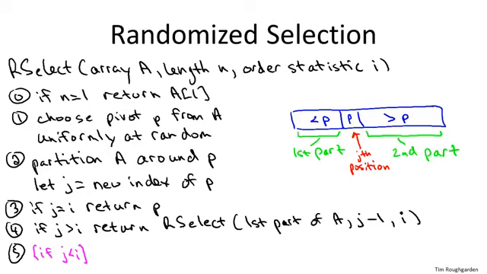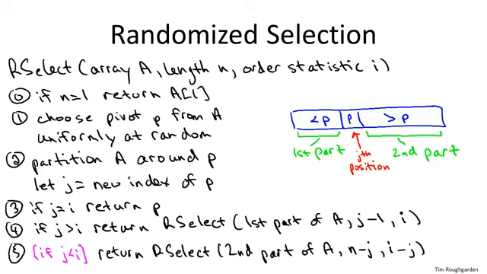We know the right-hand side has n minus j elements. We threw out everything up to the pivot, so we threw out j things. There's n minus j left. And all of those j things we threw out are less than what we're looking for. So if we used to be looking for the ith smallest element, now we're looking for the (i minus j)th smallest element. So that is the whole algorithm.